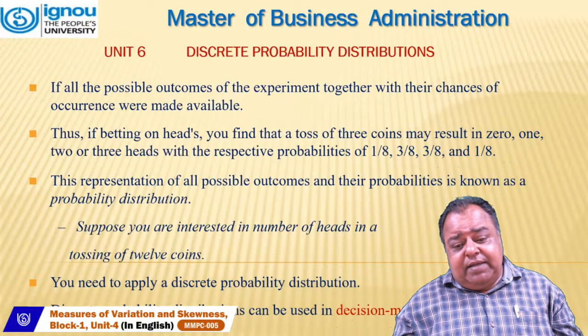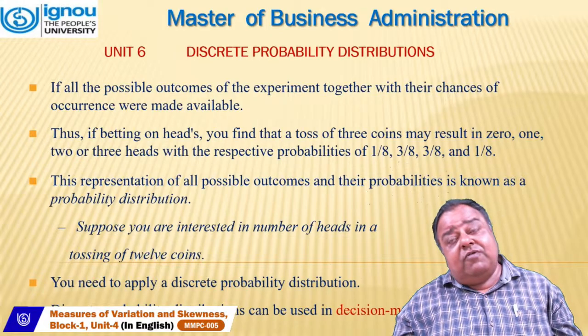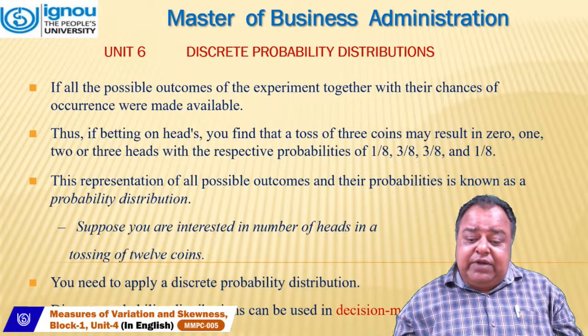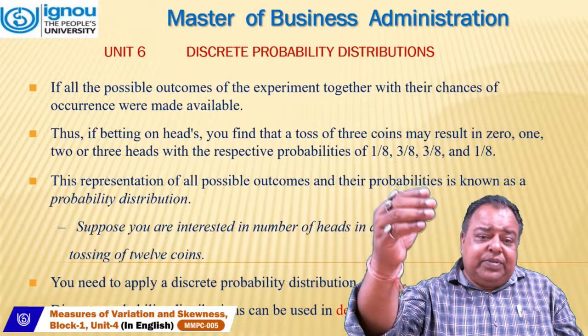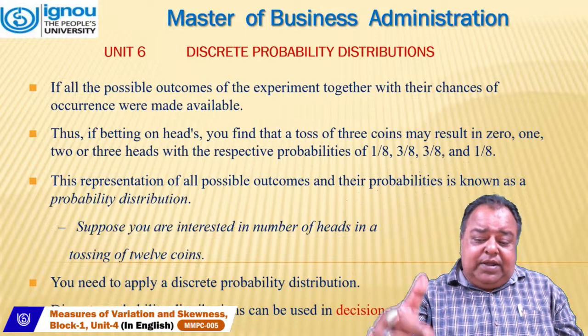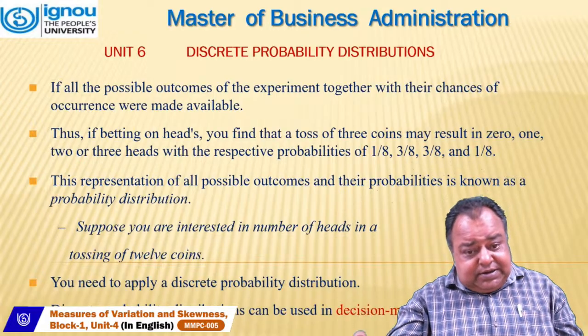Suppose you are interested in the number of heads in tossing 12 coins. You need to apply a discrete probability distribution. A discrete probability distribution can be used in decision making. If you remember, the last unit is related to decision.